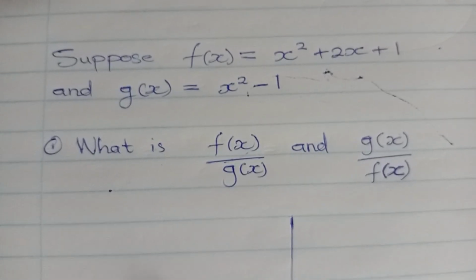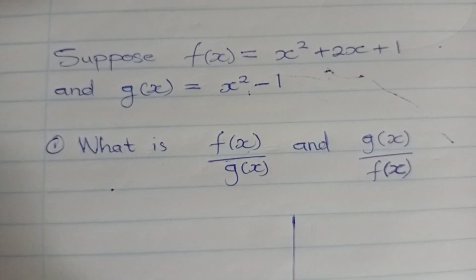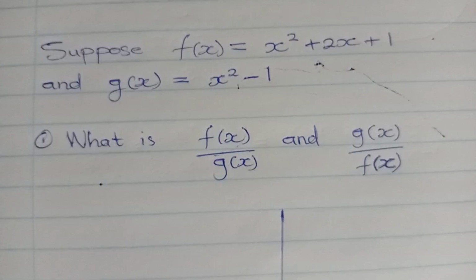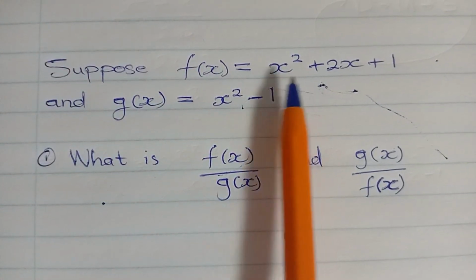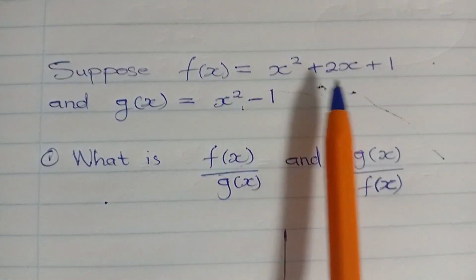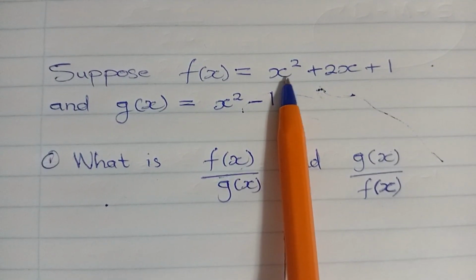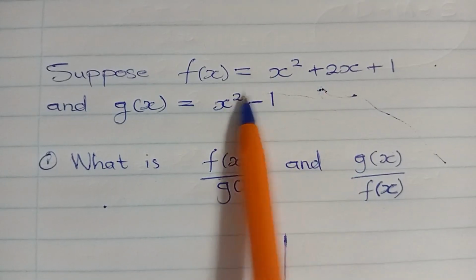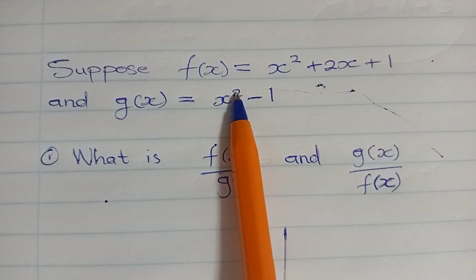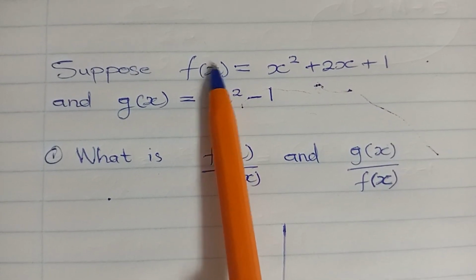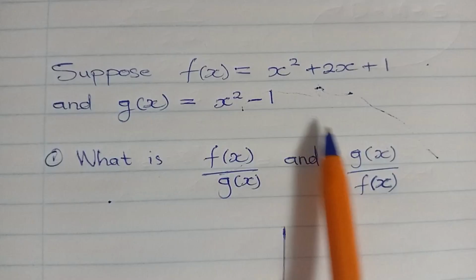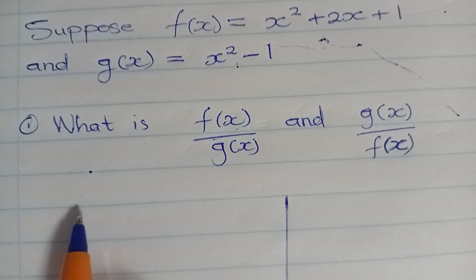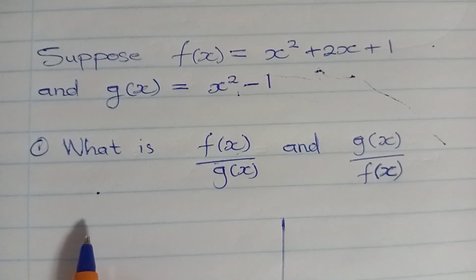So this is the second video that involves polynomial functions that undergo division. But this video is very unique from the previous one, because in the previous one we had a quadratic function and a linear function, but in this case I have two quadratic functions. So let us see what we get if we divide f of x by g of x and g of x by f of x. Okay, fine. So we are still going to use the long division method.